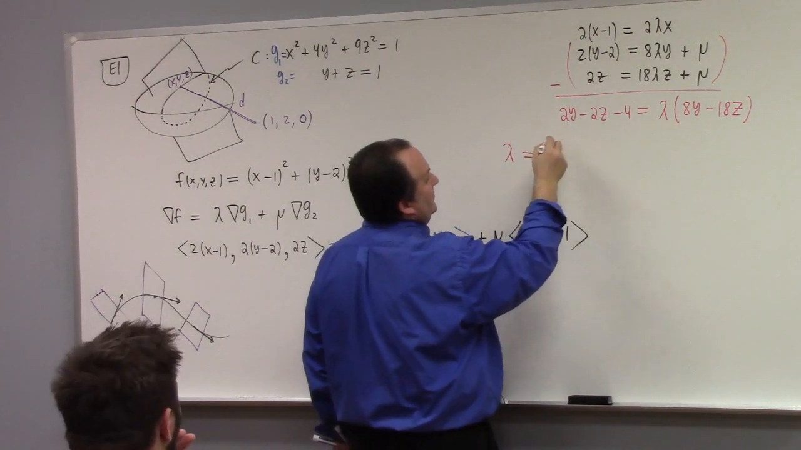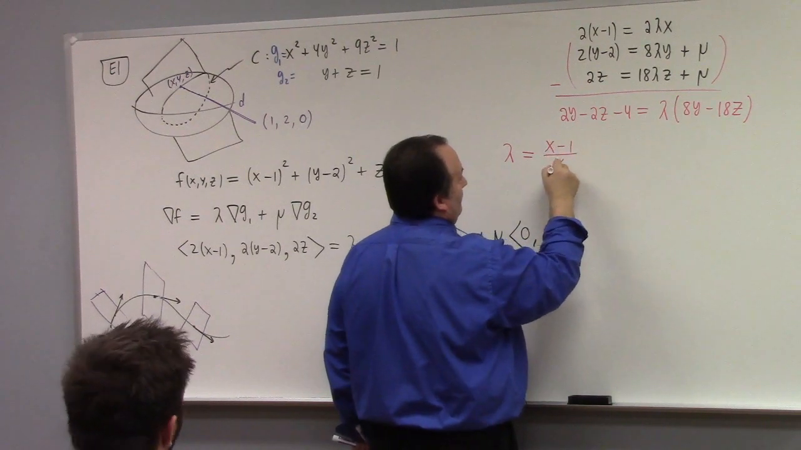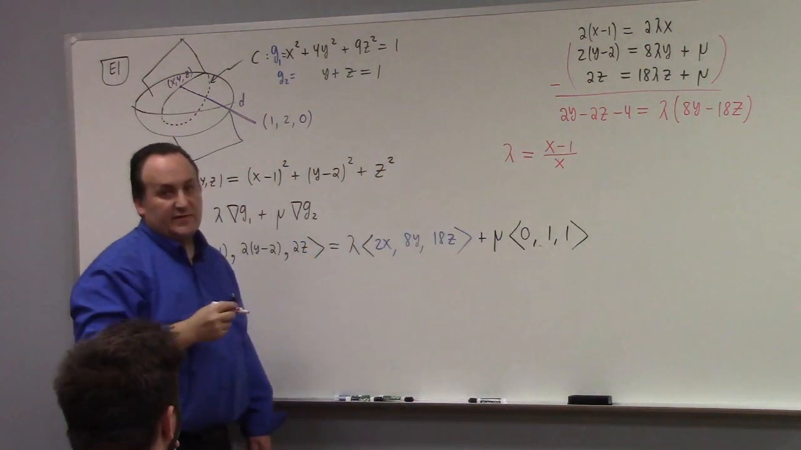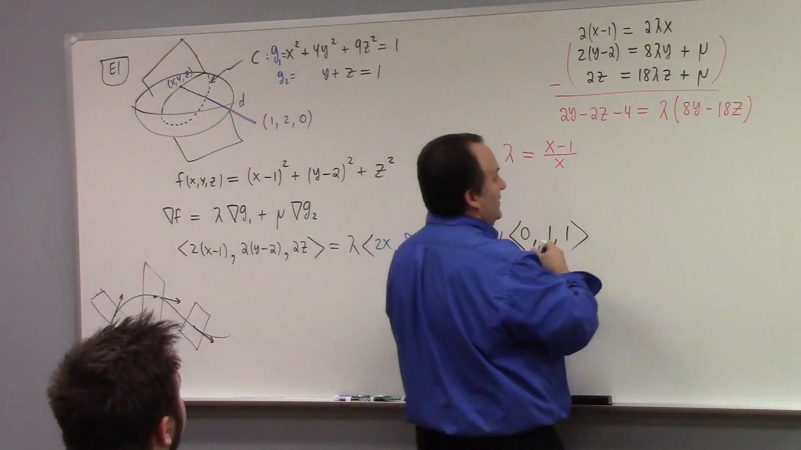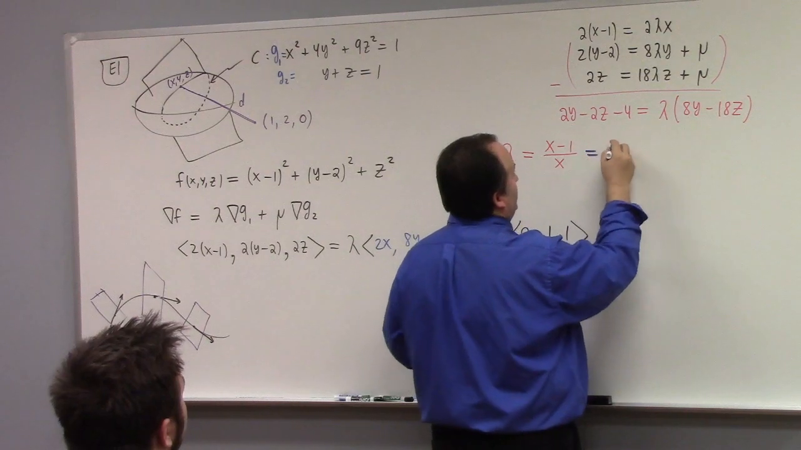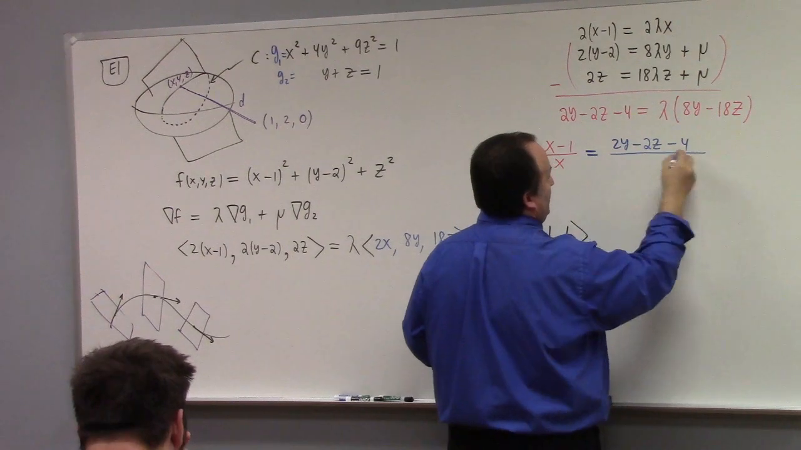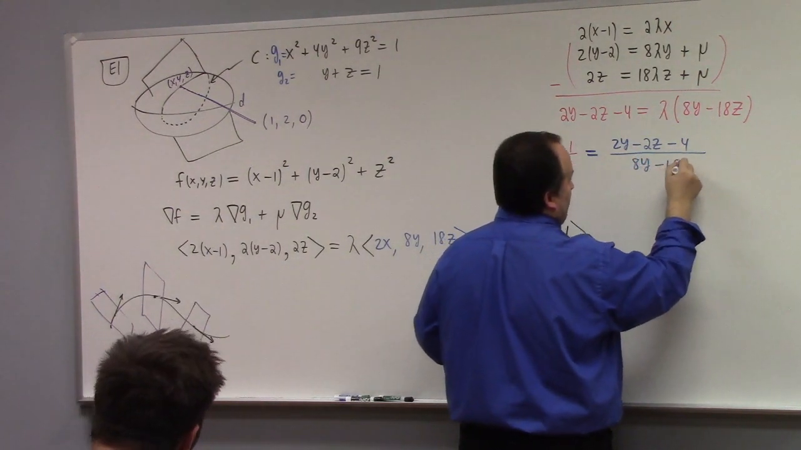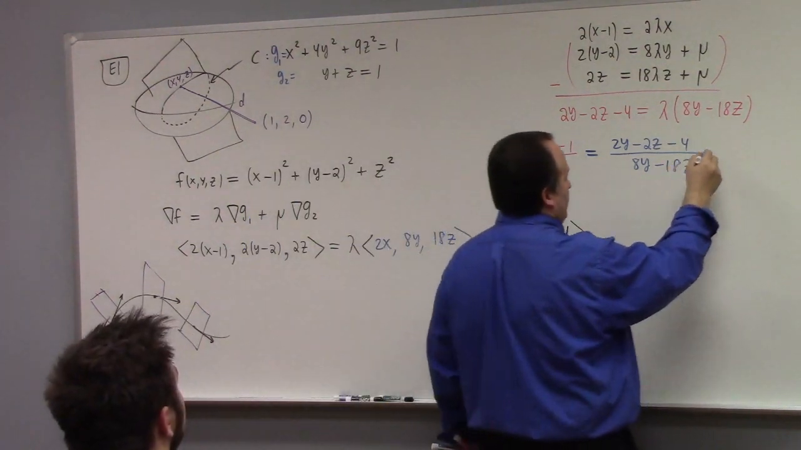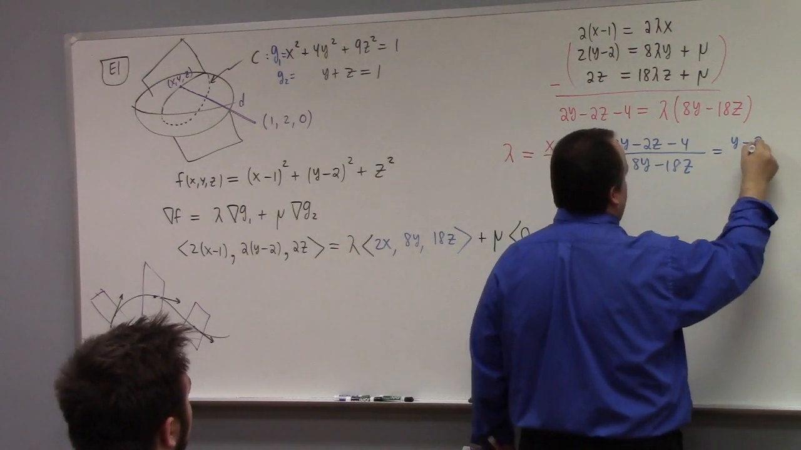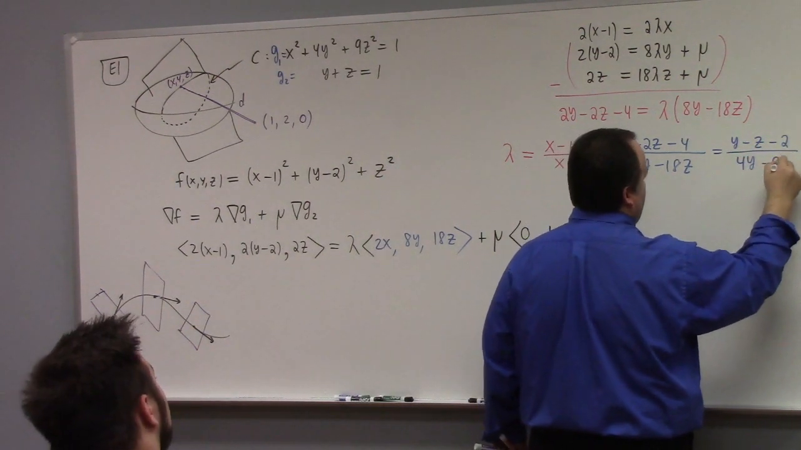See, lambda is equal to what? Well, lambda on the one hand is x minus 1 over x, right? See that from the top equation? X minus 1 over x. But on the other hand, it's also equal to what? From this equation right there, it's equal to 2y minus 2z minus 4 divided by 8y minus 18z, which I think we can simplify a bit. That's actually y minus z minus 2 divided by 4y minus 9z.